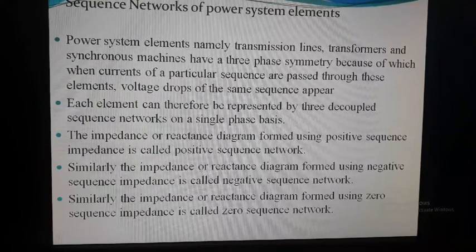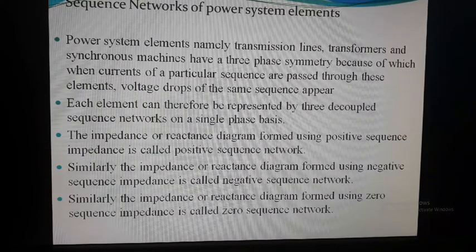Welcome to the online classes. Today let us discuss sequence networks of power system elements.